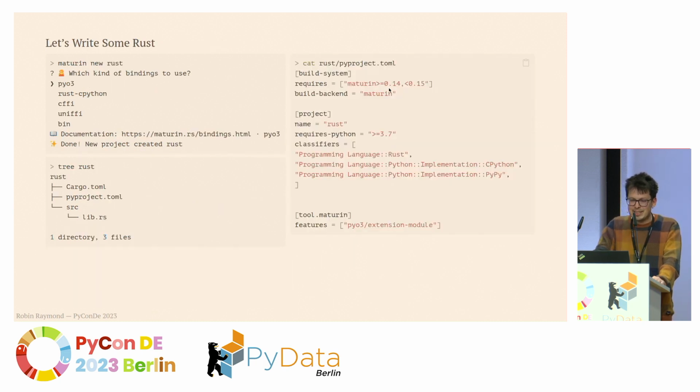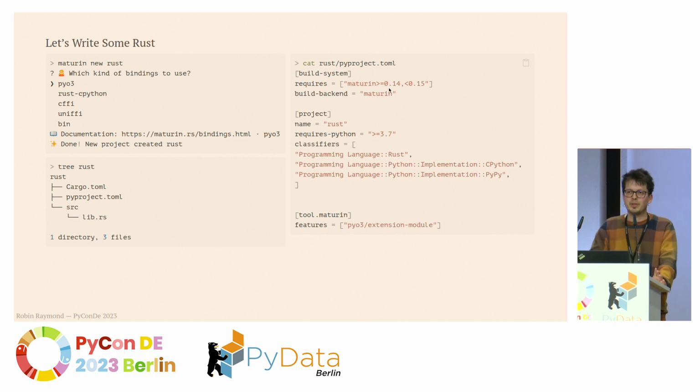So let's optimize this. How do we do this? Well, we're using Maturin. If we just run maturin new rust, where rust is the name of the library that we're giving here, we get asked what kind of bindings we want to use, so we just say PyO3. Once this is done, we can see there's a new directory rust, and in there we have a pyproject.toml, a lib.rs file, and a Cargo.toml.